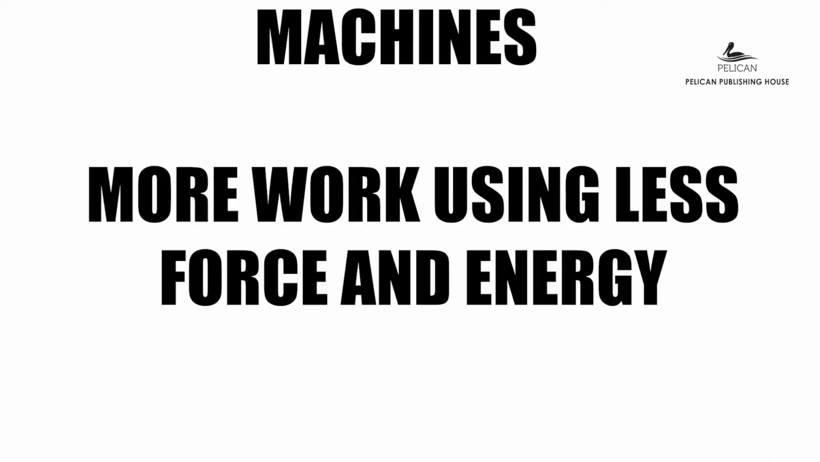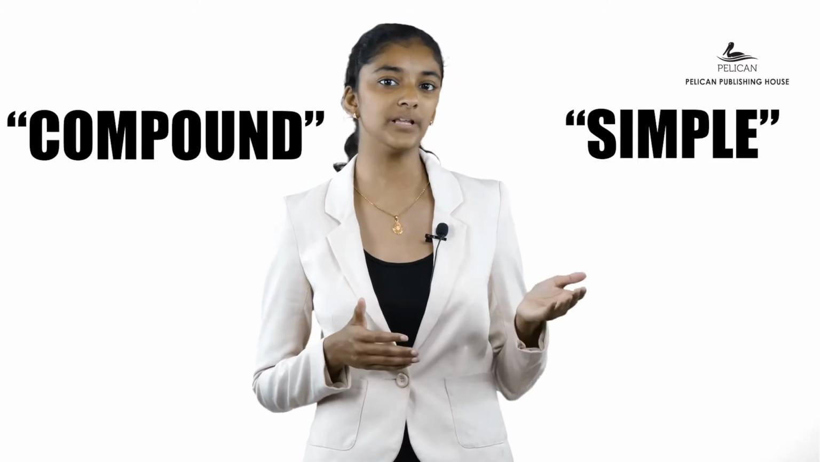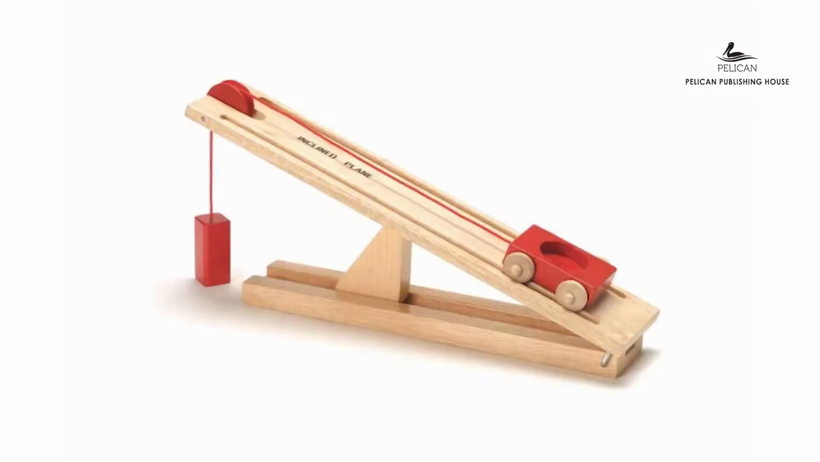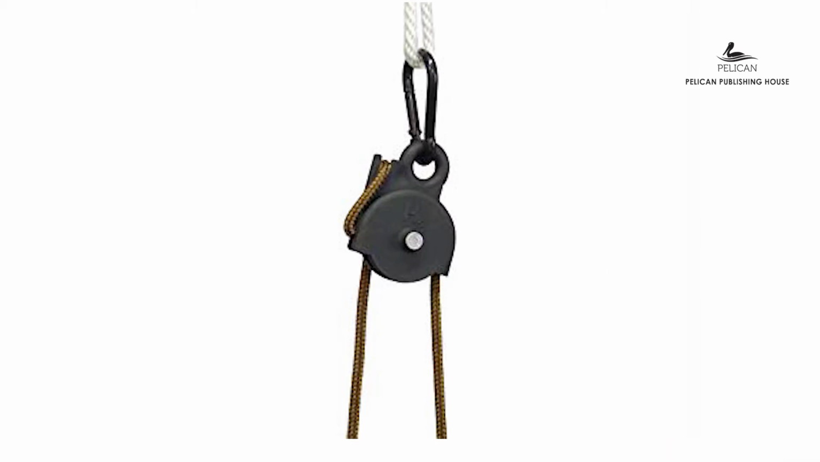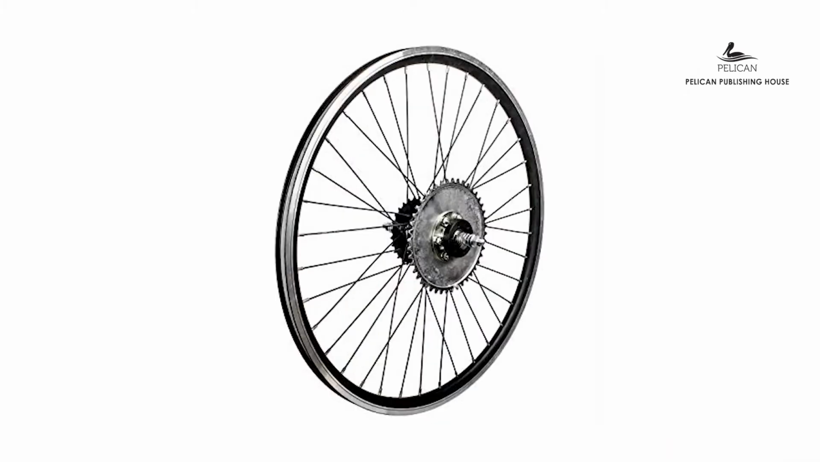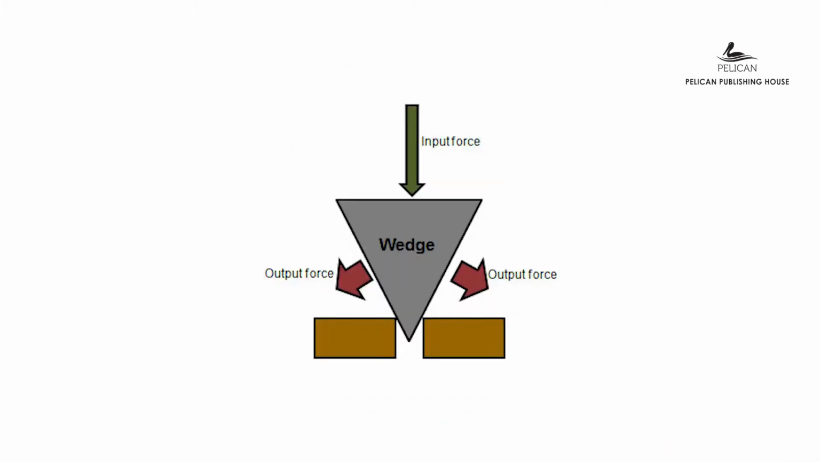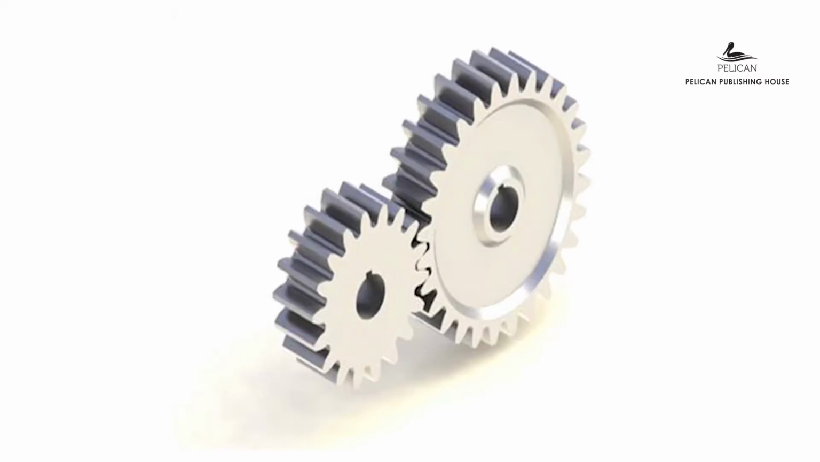A machine is an object that makes our work easy. They allow us to do more work using less force or energy. Machines can be simple or compound. Simple machines. Simple machines have only one part. Here are some examples of simple machines. Inclined plane, lever, pulley, wheel and axle, wedge, screw, and gears.